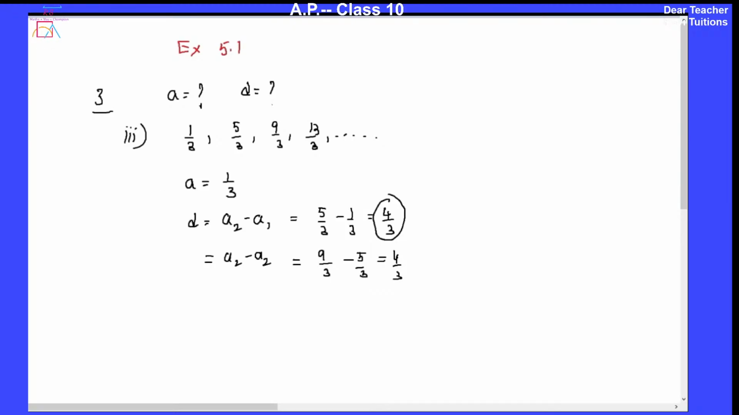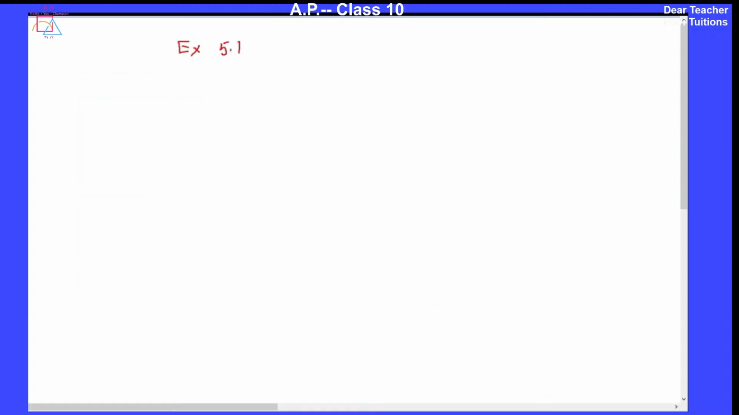Let me go to question number 4. Which of the following are AP? That means whether it is an AP or not, you have to decide. For this you have to find out D. If D is the same, then it is an AP. If they form an AP, then find the common difference D and write 3 more terms. So let me take one question, the first question only.